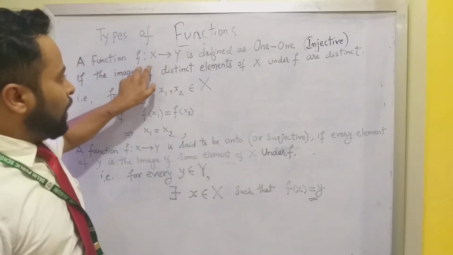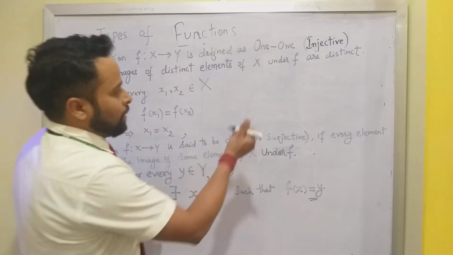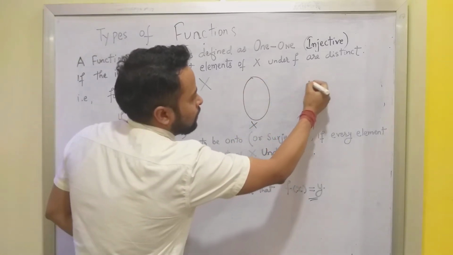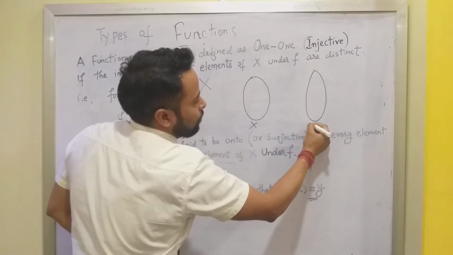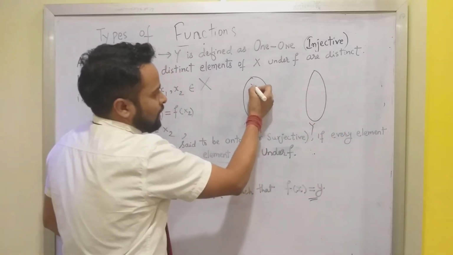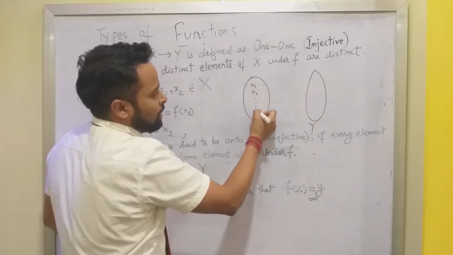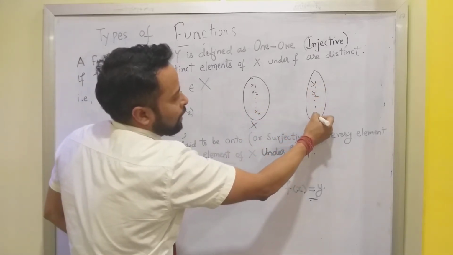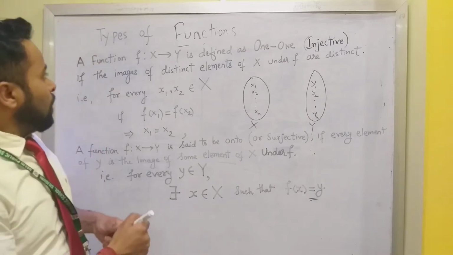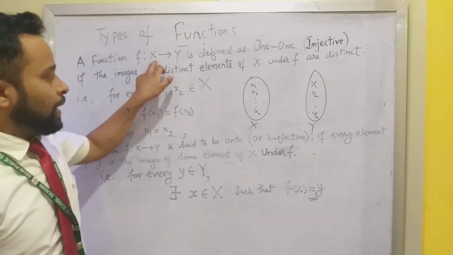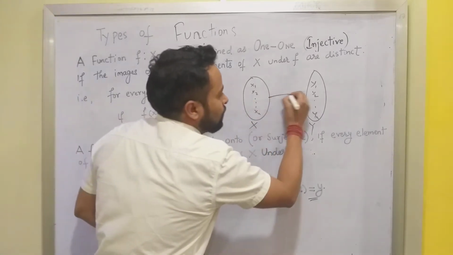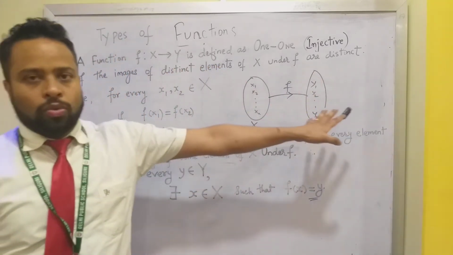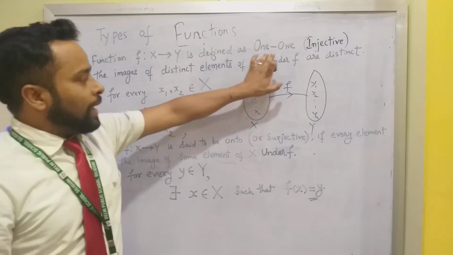A function f from x to y, say I am taking a set x going to set y. The x set has elements x1, x2 up to xn. The y set has elements y1, y2 up to yn. A function f from x to y, a function is a bridge which links x and y, is defined as 1, 1.